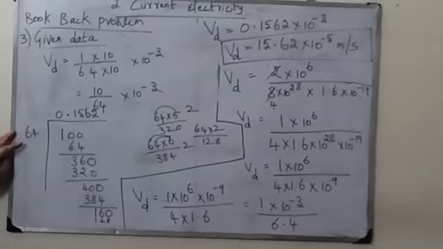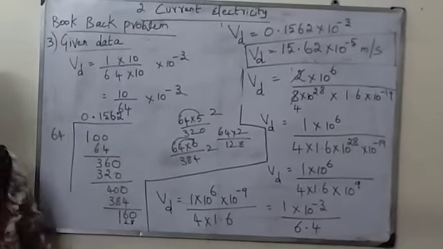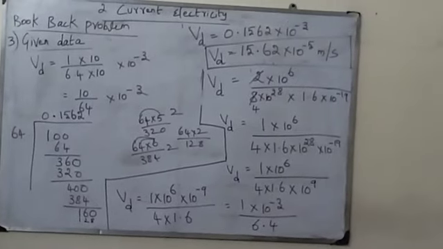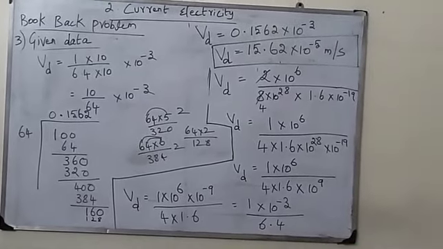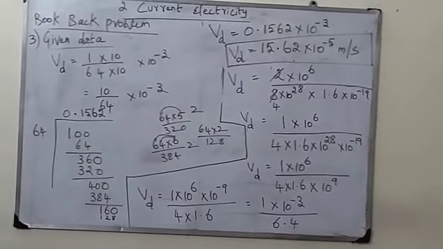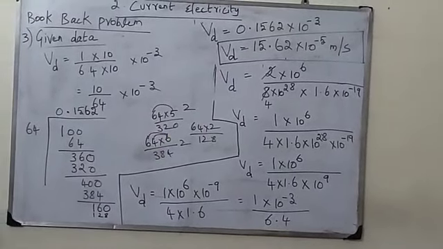I will repeat the formula again, children. In this problem we have found two things. One is current density J, and the formula is I divided by A. Another one, average drift velocity Vd is equal to J divided by N into E.